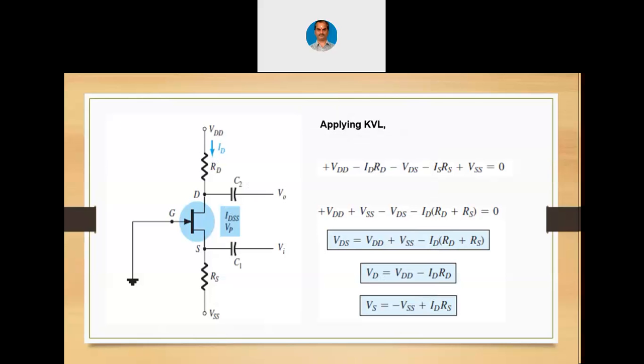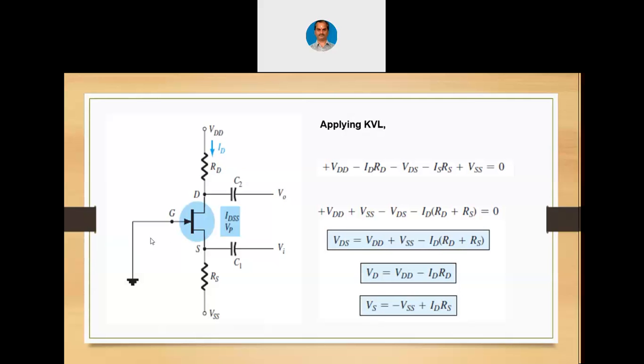In the previous class we have been discussing this common gate configuration of JFETs, and I am showing you the picture as well as the expression for the VDS in this slide. We had already discussed this in the last class. Let us have a brief recap.